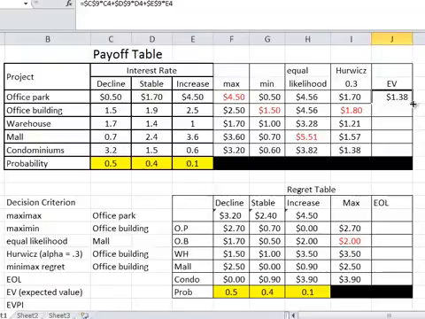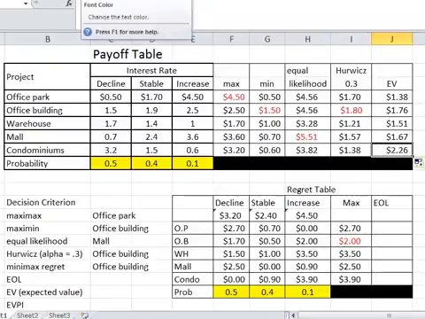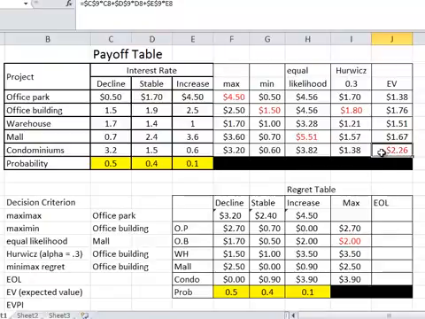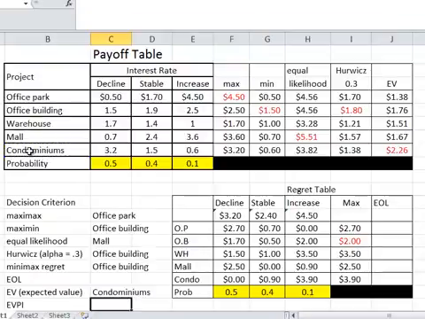And we're going to calculate the EVs for all the other 4 investments as well. Now we get all the 5 EVs. What's the best we can do? It looks like the highest EV we can possibly get is $2.26 million. Once again, let me highlight it. And this amount is associated with condo project. So based on EV, the best investment is going to be condo.